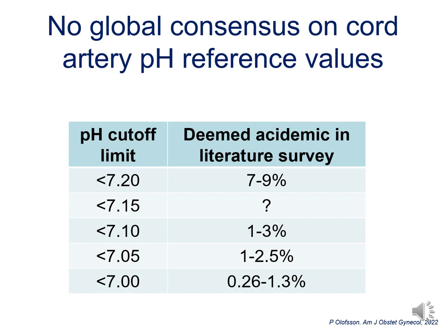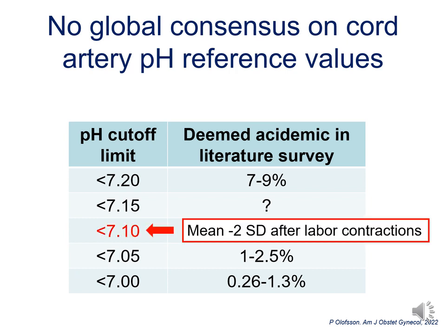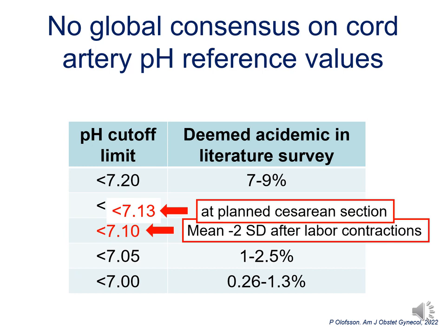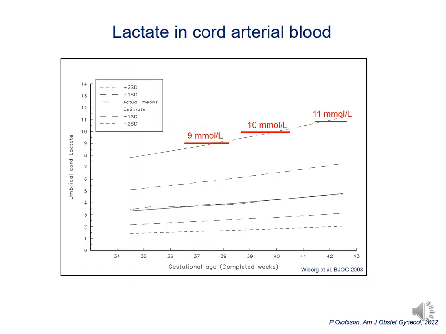Different cutoff limits for a normal pH are used in the literature, and there is not yet any global consensus. However, from a literature survey I performed, there is good evidence that in deliveries exposed to labor contractions, the lower limit at mean -2 standard deviations is 7.10. Similarly, the lower cutoff limit is 7.13 at planned cesarean section.